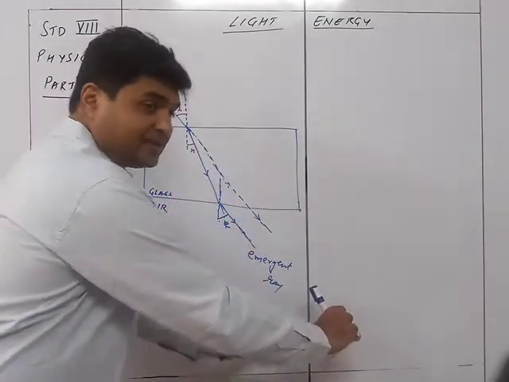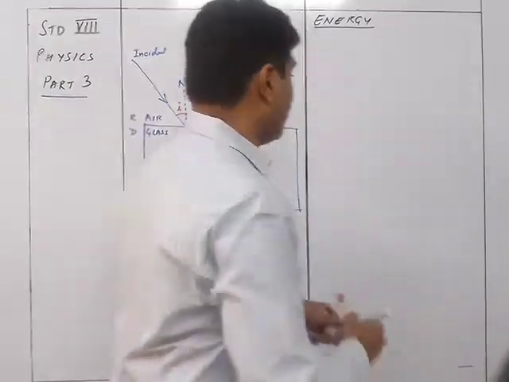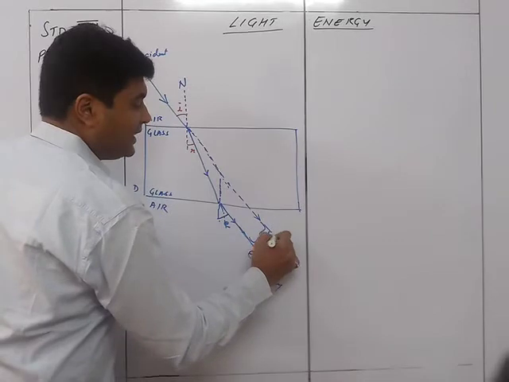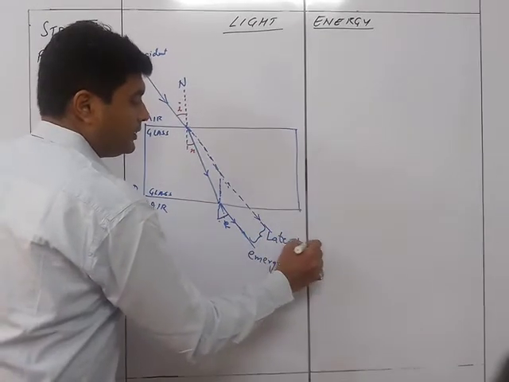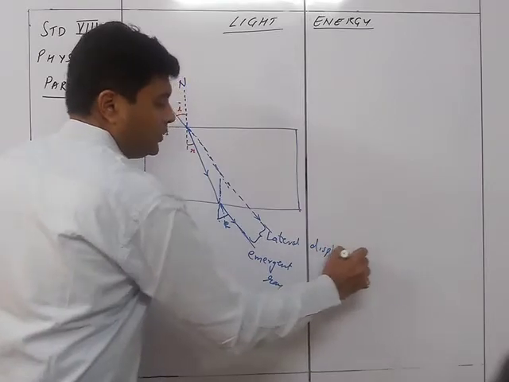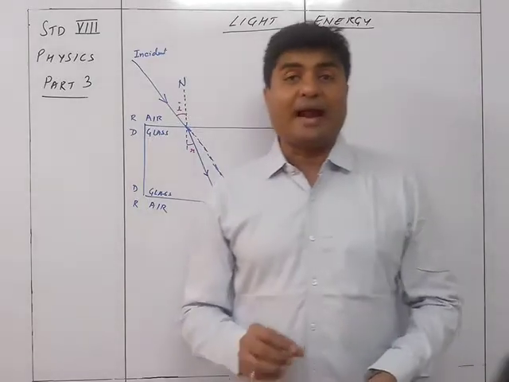So the direction is the same, but they are parallel lines. This particular distance over here is called lateral displacement. This is just extra information which you will be studying in the 10th standard, but anyway, you can just note that this is called lateral displacement.